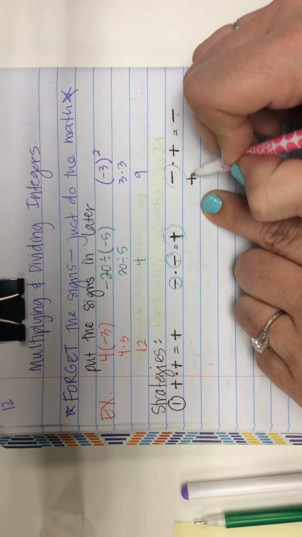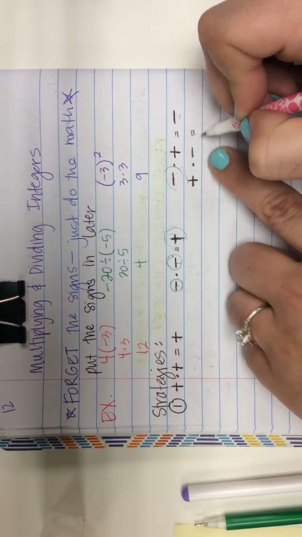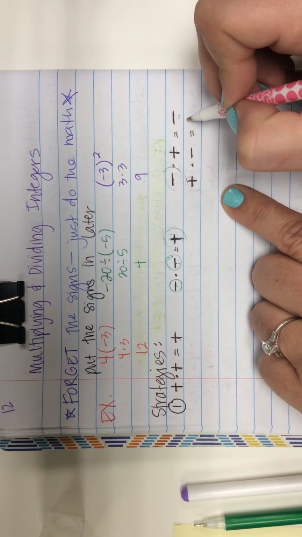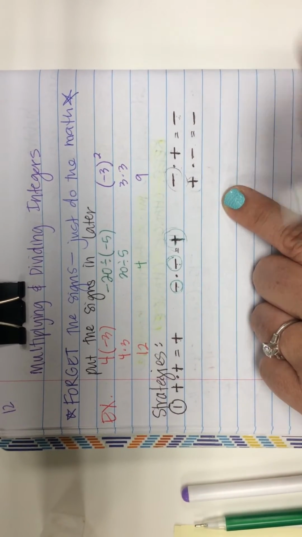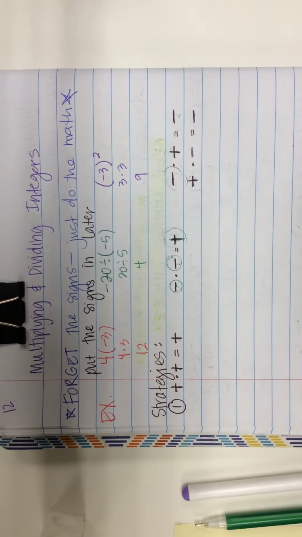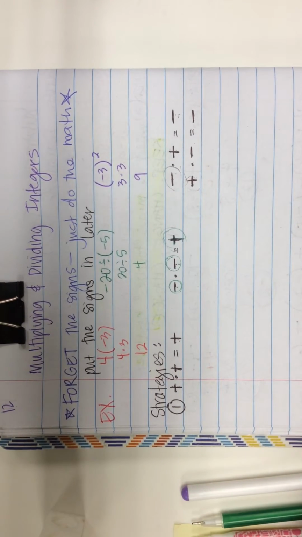Same thing if it was a positive times a negative. This guy has a buddy with it, but this one doesn't, so my answer is going to have to be its buddy. That's strategy number one. That's how my brain processed it.